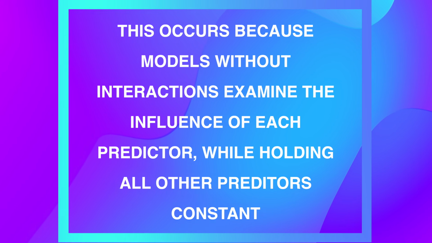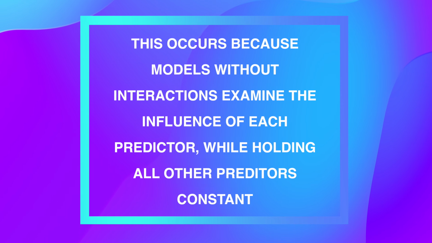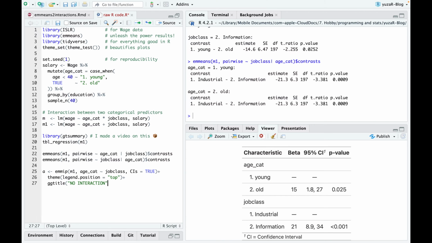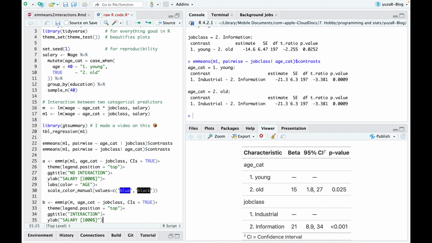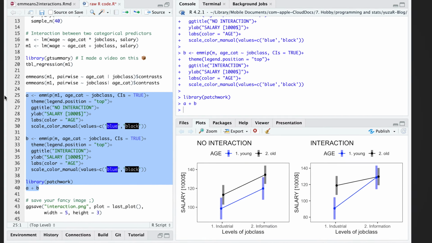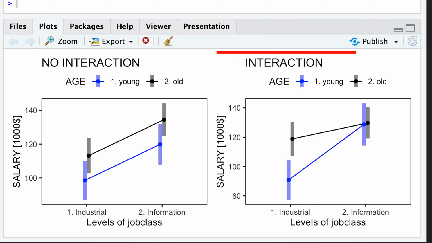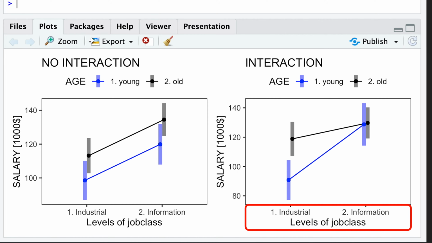This seems unrealistic, right? This occurs because models without interactions examine the influence of each predictor while holding all other predictors constant. While this is fine, it does not offer a deep understanding of how our income depends on both job type and age at the same time. In contrast, a model with interactions looks at the effect of one predictor at each level of the other predictor, which provides many more insights.